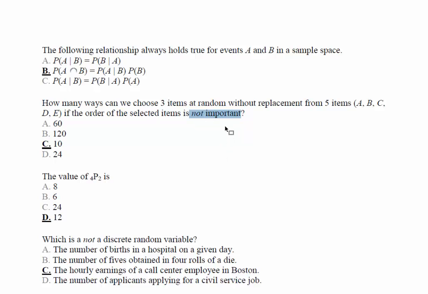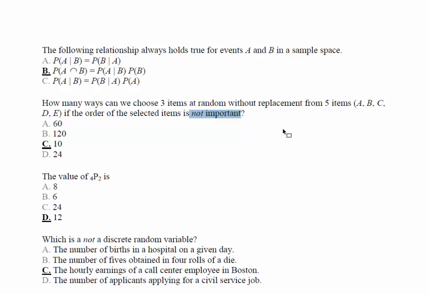If order is not important, we know it's a combination issue, right? Now, how many ways can we choose 3 items from 5? That's straight from the definition of combination. We know nCr is n factorial divided by r factorial times (n minus r) factorial. In other words, n is 5, r is 3, so it's 5 factorial divided by 3 factorial times 2 factorial.